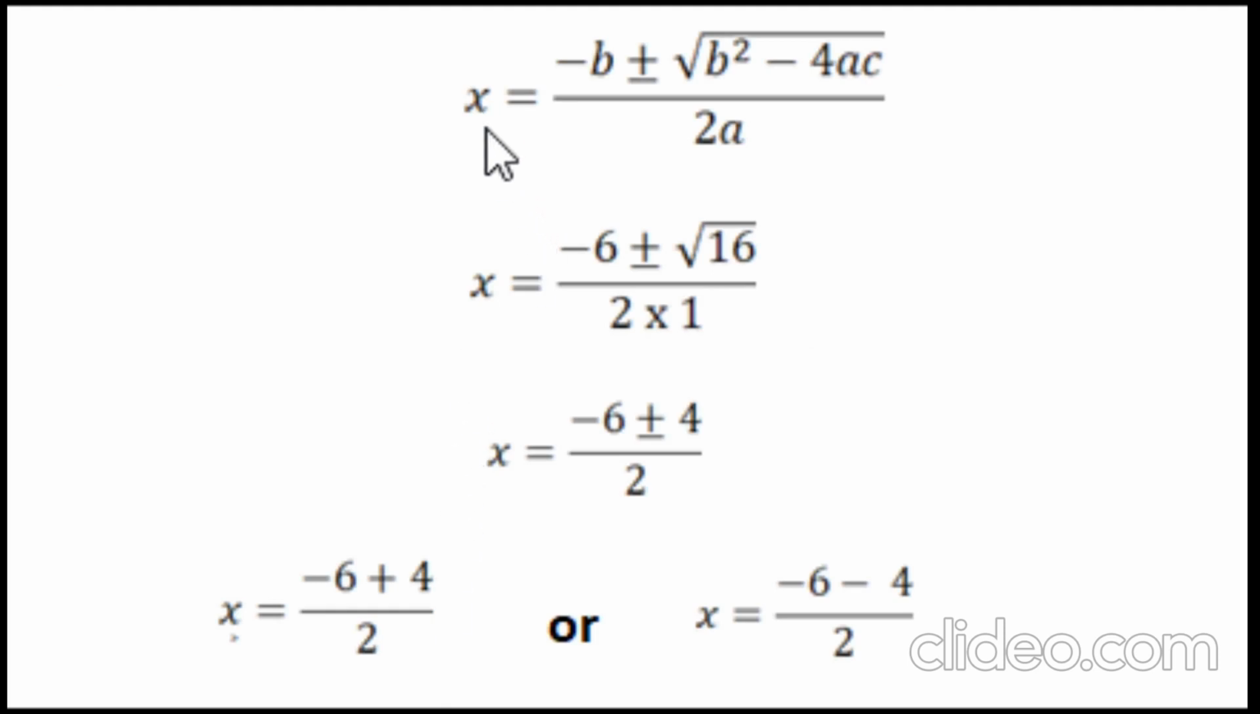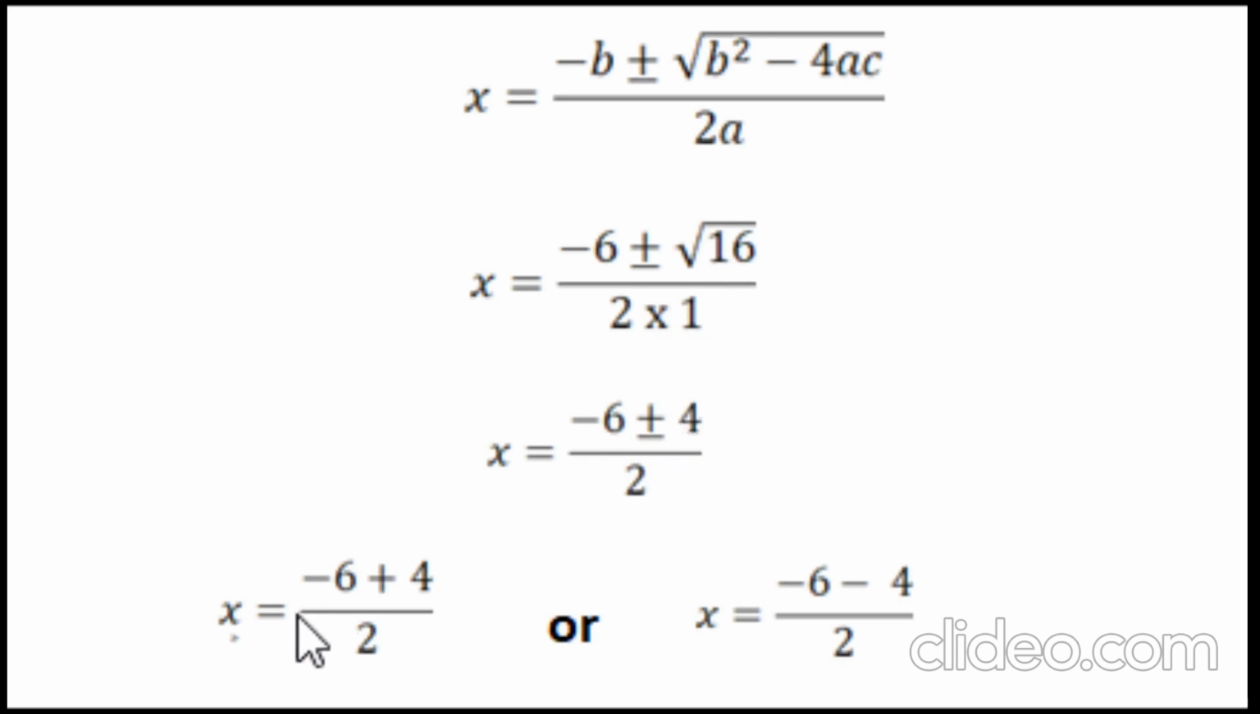Now this is the formula. X is equal to minus b plus minus square root of b square minus 4ac, upon 2a. Now b is 6, plus minus in square root we get b square minus 4ac as 16, and 2 1s are 2, where a is 1. Now minus 6 plus minus square root of 16 is 4.